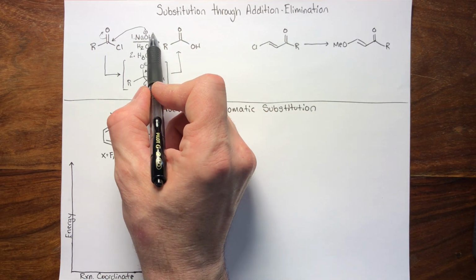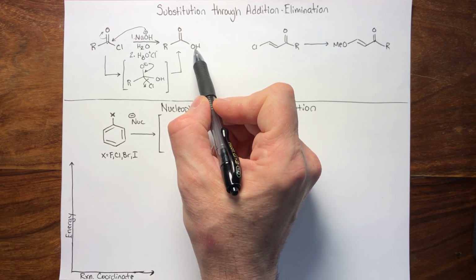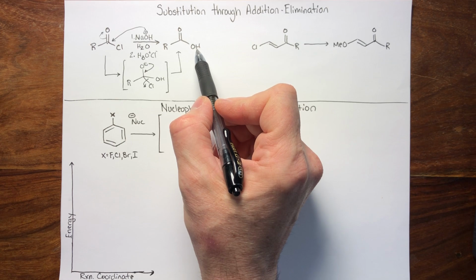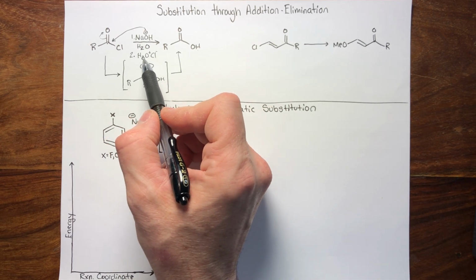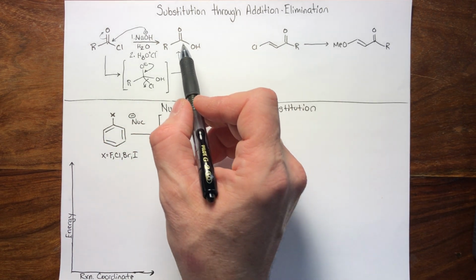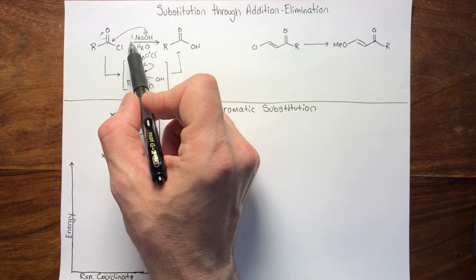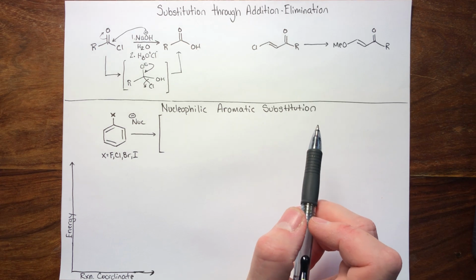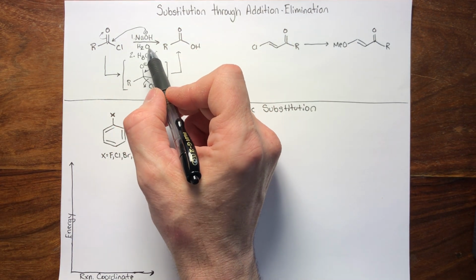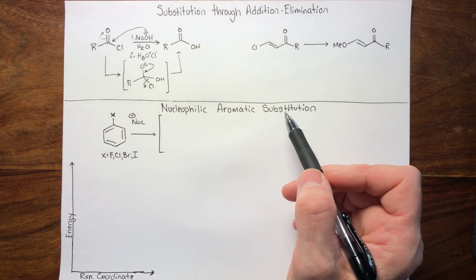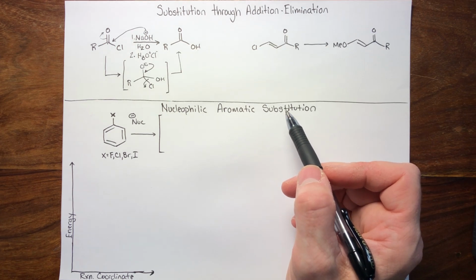Now, under basic conditions, once we form this carboxylic acid, we'll pluck off this proton, and that's why we have to do an acidic workup once the reaction is done. I'm not showing that mechanistically, but we should be able to understand why we have to do an acidic workup for this reaction.